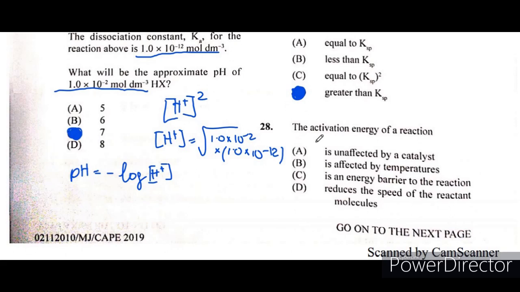28, the activation energy of a reaction is unaffected by a catalyst, is affected by temperatures, is an energy barrier to the reaction, or reduces the speed of the reactant molecules. So it is an energy barrier to the reaction. 28C.